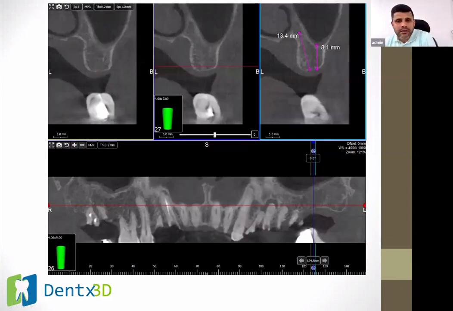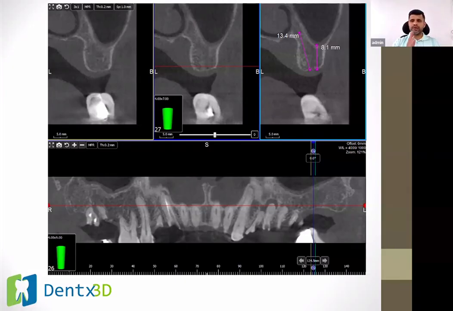Then if you see this case, like I said, the black part is the head. This is the part of the cavity, and this is the part of the maxillary sinus. If you see here, the sinus has come down completely. So when I am measuring height, it's the same size where the height difference is there.